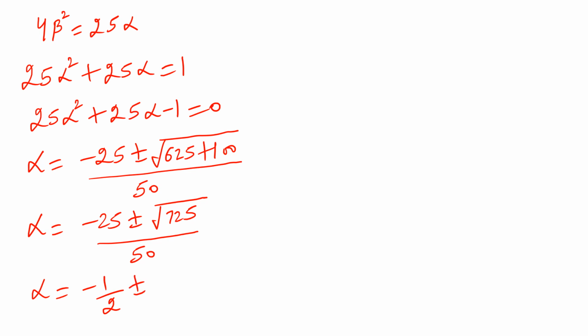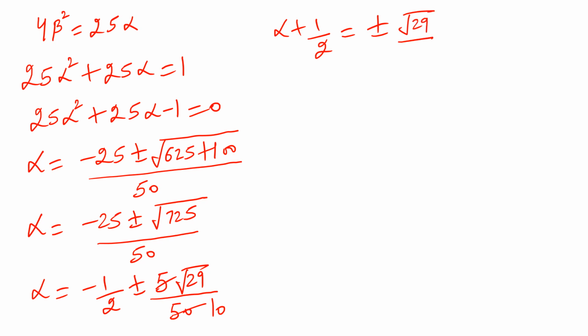Now further alpha can be written as minus 1 upon 2 plus minus. Now students, 725 is nothing but 25 into 29. So square root of 725 can be written as 5 into square root of 29, and in the denominator we are having 50. So finally I can write alpha plus half equal to plus minus square root of 29 divided by 10, or the value of 2 alpha plus 1 becomes equal to plus minus square root 29 divided by 5. Now why I have found the value of 2 alpha plus 1?